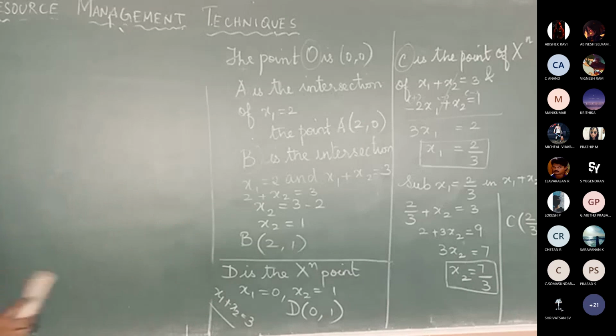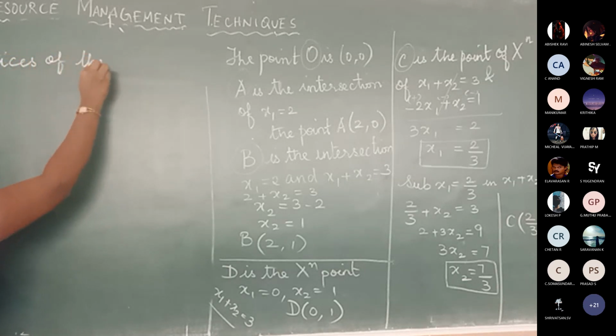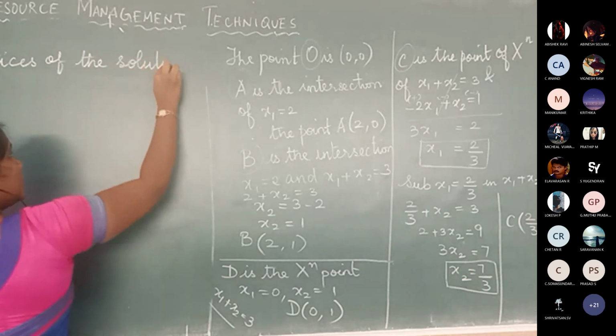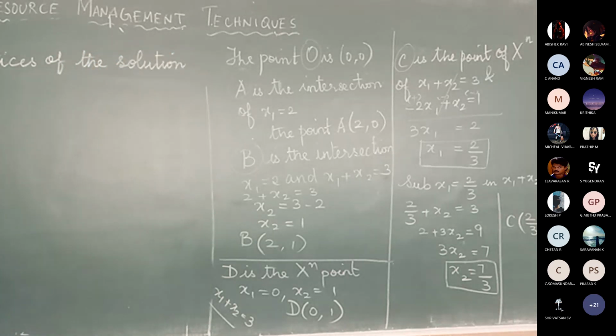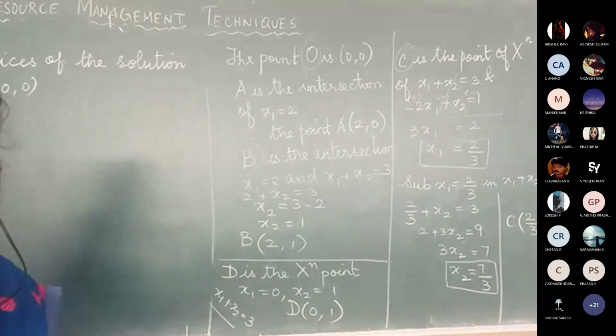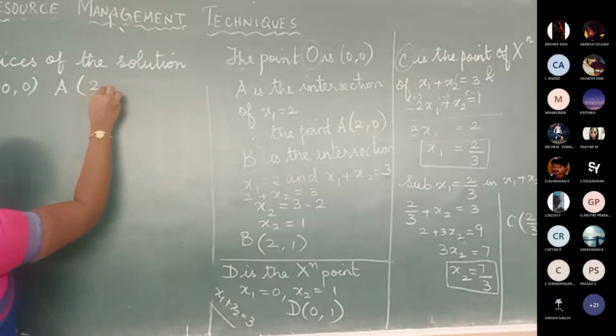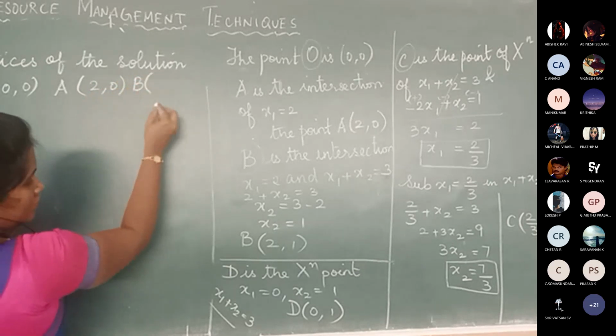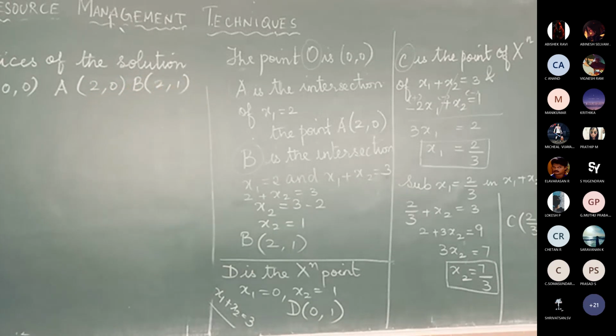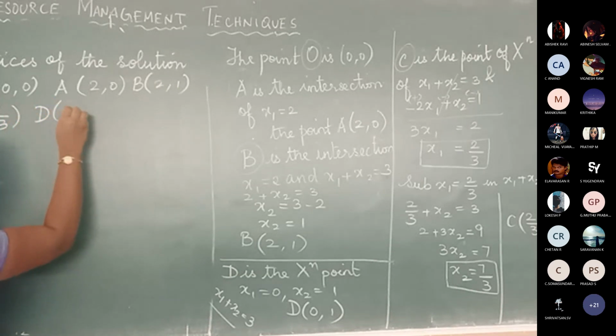So after finding out those points, you'll have to write the vertices of the solution. The vertices of the solution are, you'll have to write all the vertices. O is 0, comma 0, that is your origin. And then your A is 2, comma 0. B is 2, comma 1. C is 2 by 3, comma 7 by 3 and D is 0, 1.